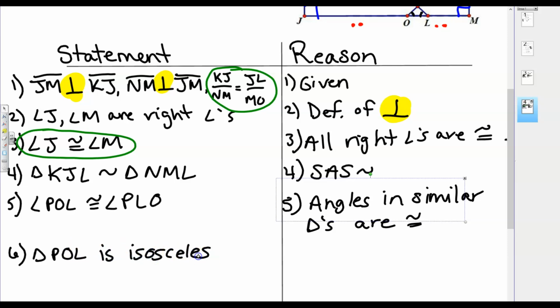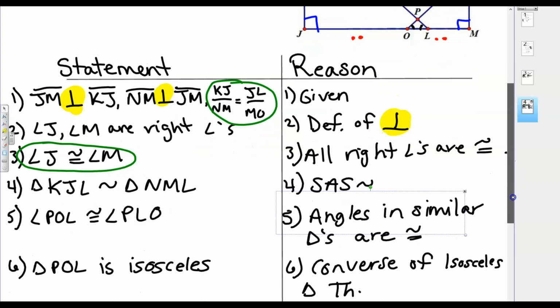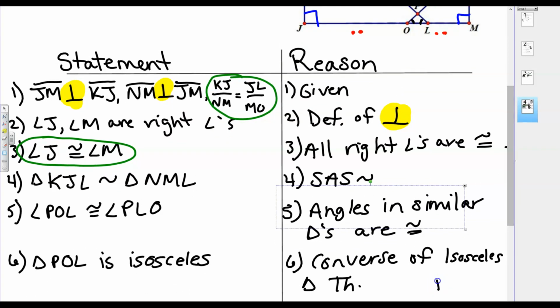And we learned this back in Unit 4, guys. Triangle POL is isosceles by the converse of the isosceles triangle theorem. Basically, that says that if you've got a pair of congruent base angles, then you have an isosceles triangle. And we're done.